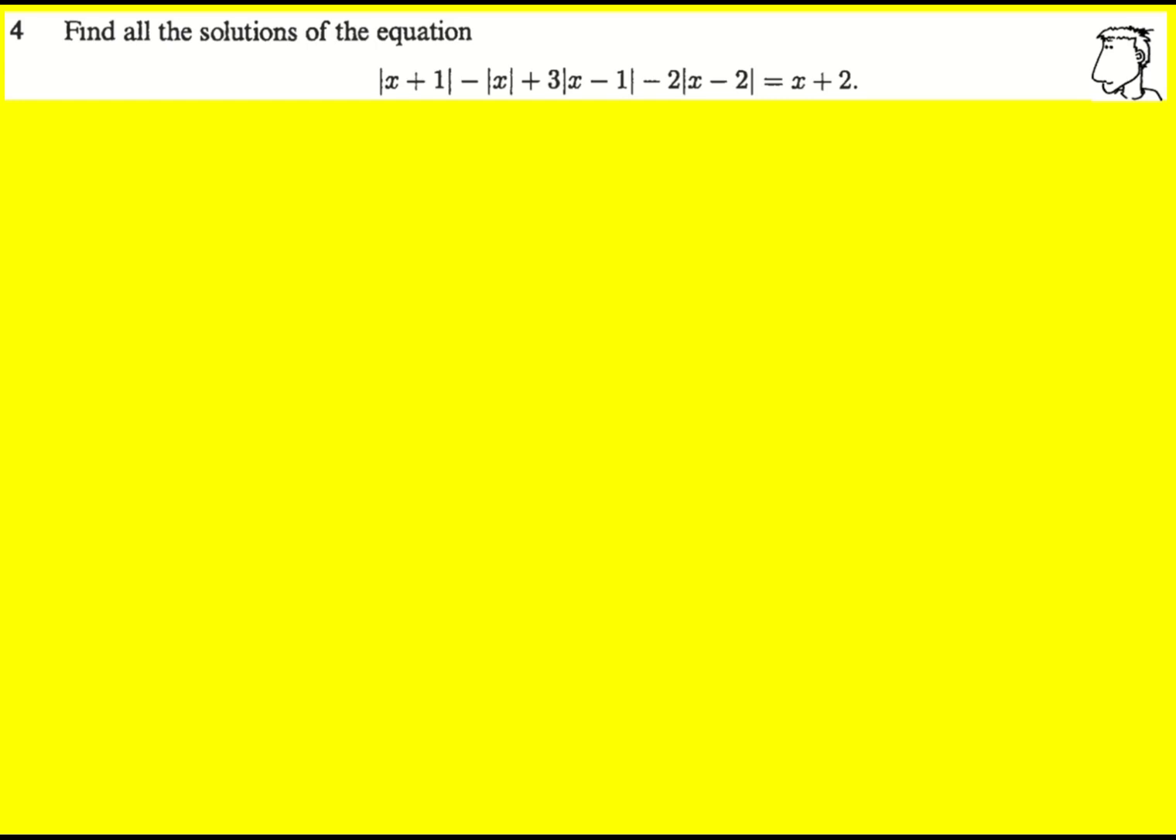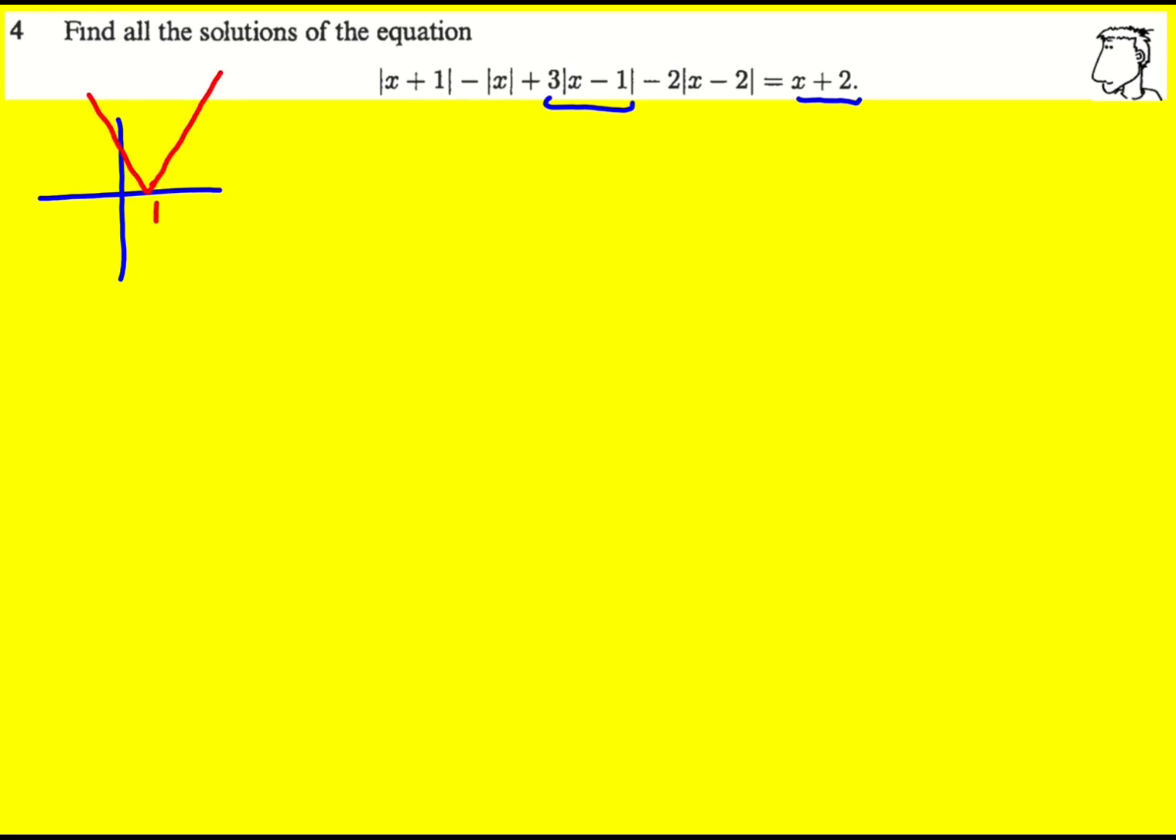Interesting modulus function question here. Now, if we just had, say, the modulus of 3x minus 1 is equal to x plus 2, when I teach this topic, I always say sketch the graph, okay? We've got the critical point at 1. It's going to go through 3. It's going to look a bit like this.